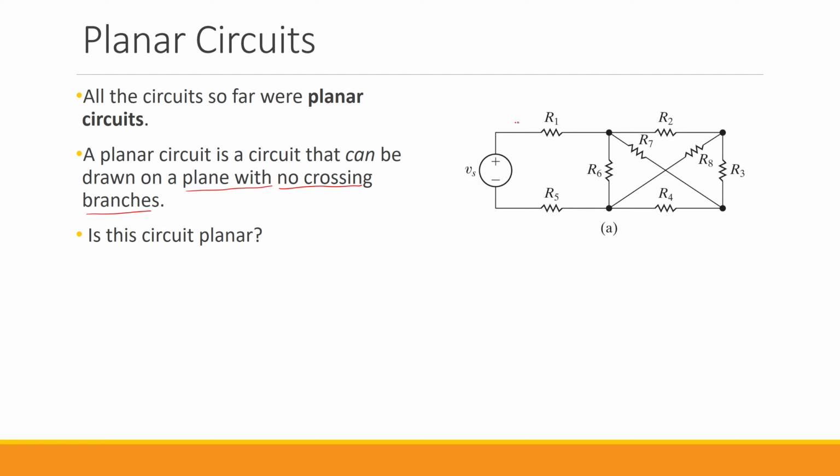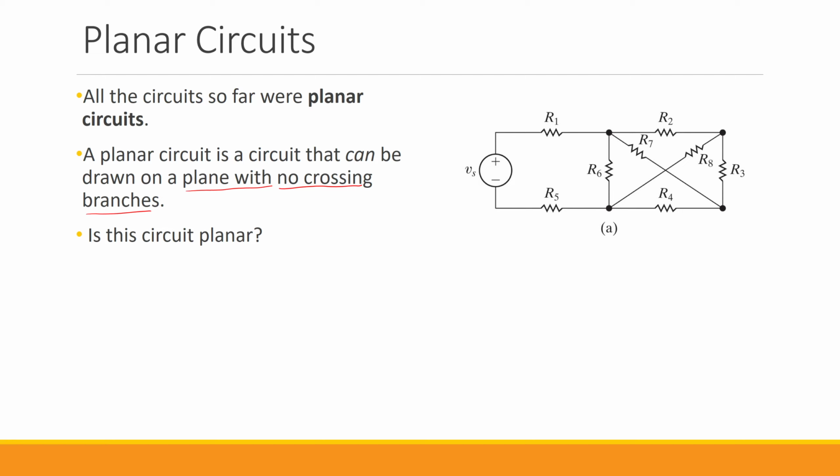So the circuit that we have to the right consists of an independent voltage source, and then 8 resistors. We have R1, R2, 3, 4, 5, 6, 7, and 8. So if you look at this circuit, you see that resistors 7 and 8 basically go across each other. So do you think this is a planar circuit? The answer to that is yes.